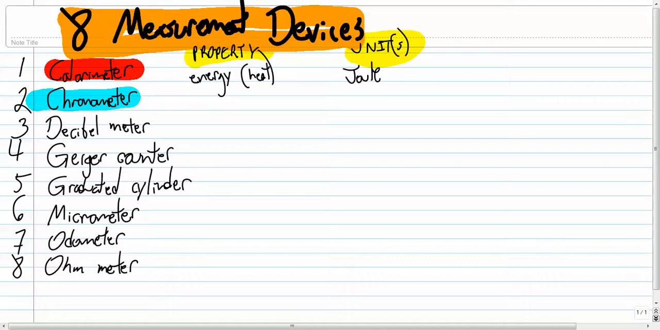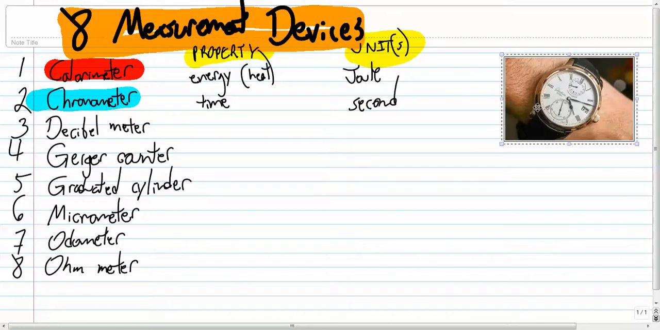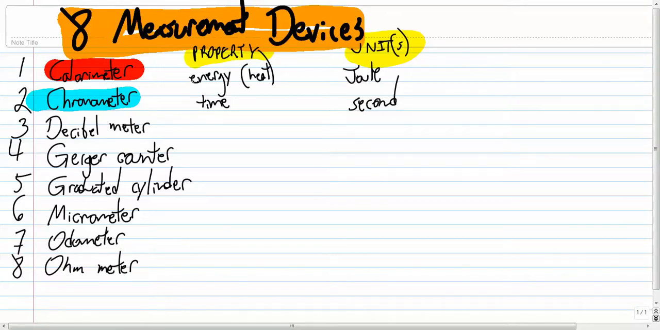This one, chronometer, fancy word, simple idea. It measures the property of time as time passes. So the unit we use in science for time is the second. And so a chronometer, yep, a watch, that'll do it. That is a chronometer. Next, moving right along, a decibel meter.